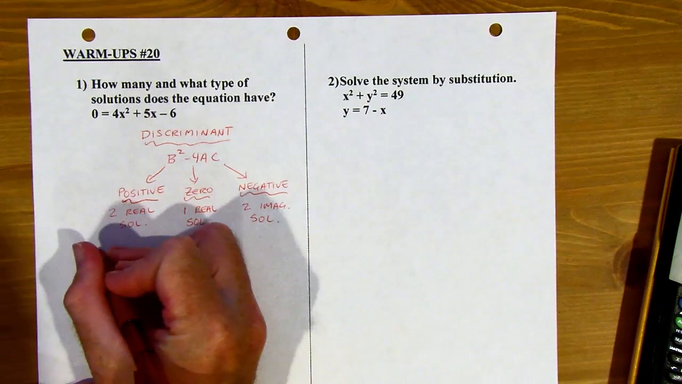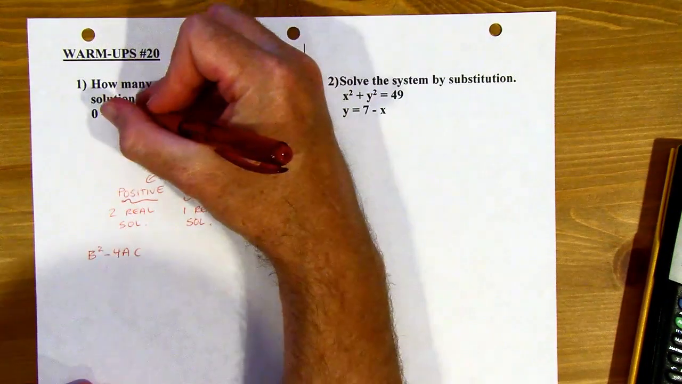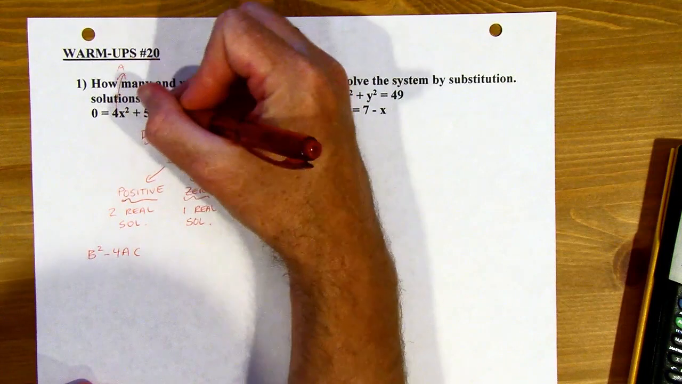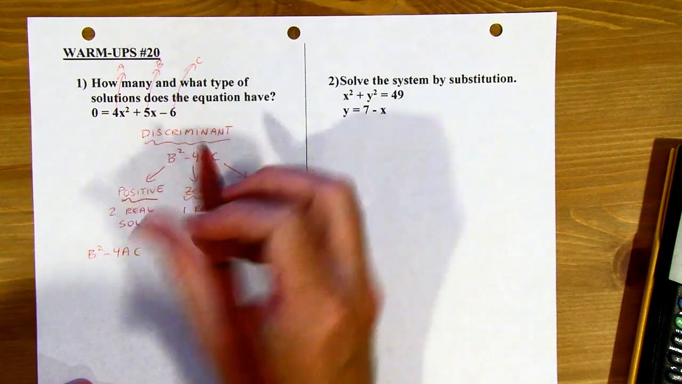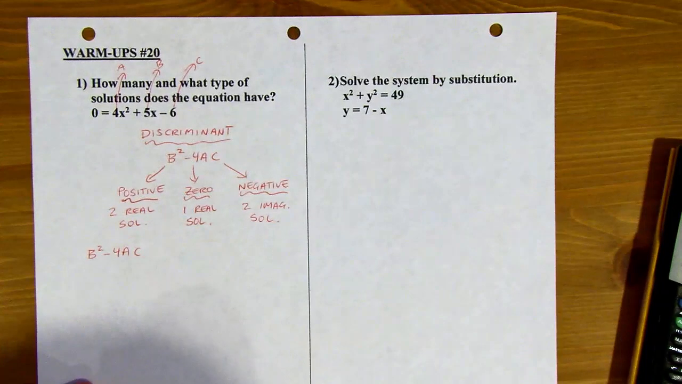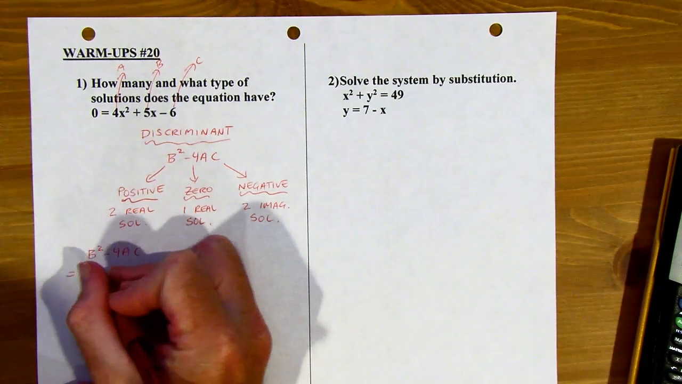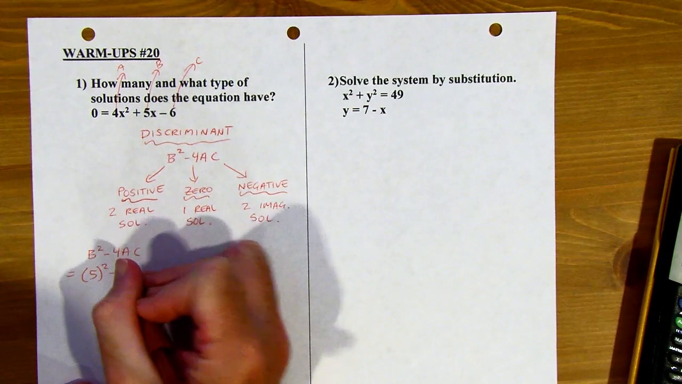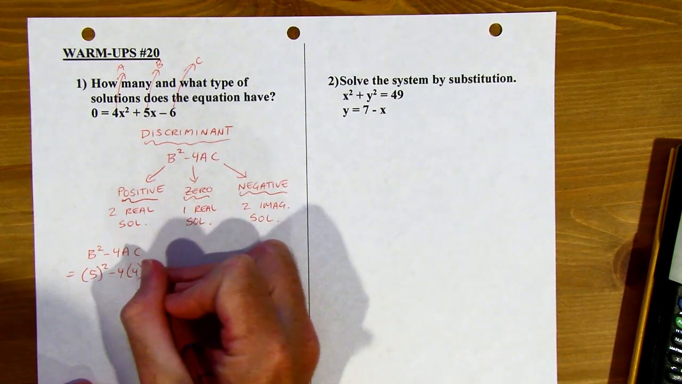So with this equation, b squared minus 4ac, I want to make sure this is in standard form. It is here. So this is my a, my b, and my c. They're just the number parts, right? You include the sign, so c is negative 6. Okay, so let's see. B is 5, A is 4, and C is negative 6.